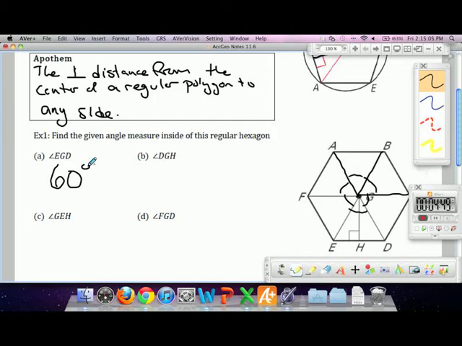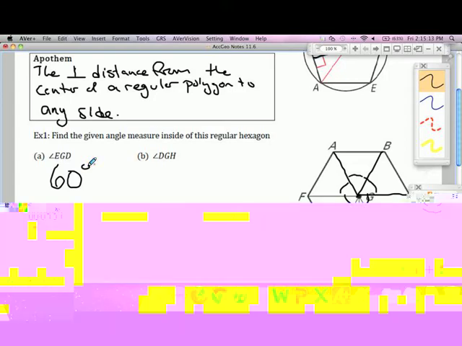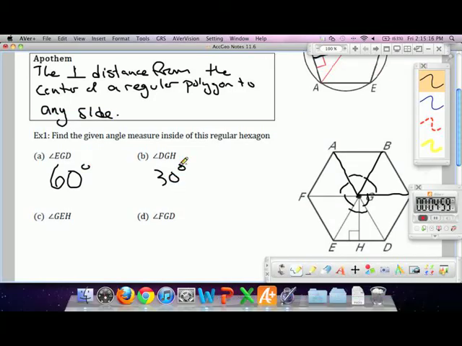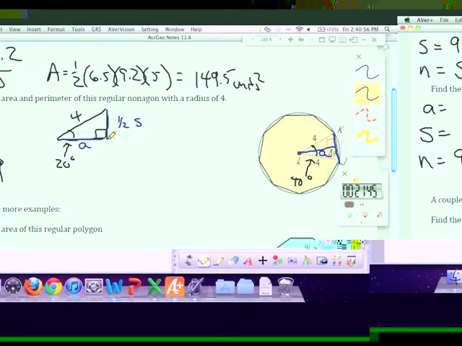How about DGH? DGH is 30. It's got to be half of whatever one of them is. Again, because if we're drawing the apothem, it's perpendicular, therefore it's a perpendicular bisector of this isosceles triangle. It's also an angle bisector, which is good. We could prove that if we wanted.